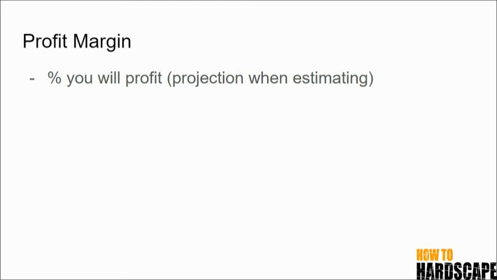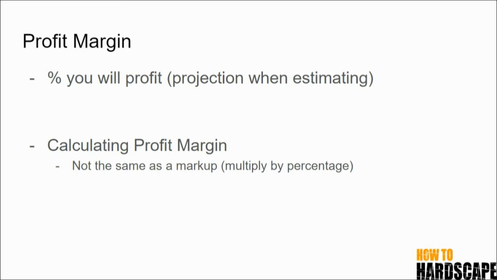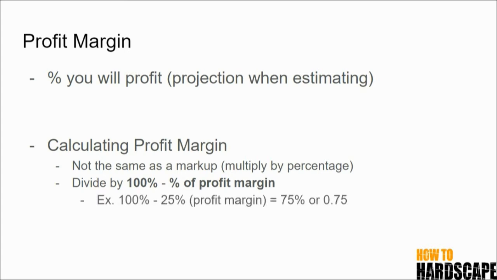So it's going to be treated similar to what a markup would be, or calculating your profit margin. Now, it's important to know that it's not the same as a markup. In terms of a markup, you're going to multiply by a percentage to give you a certain amount that you're going to charge out. Whereas with calculating a profit margin, we're going to divide by 100% minus the percent of profit margin that you want on that. So when it comes to doing that, you need to decide what profit margin you want to be at for that specific job?